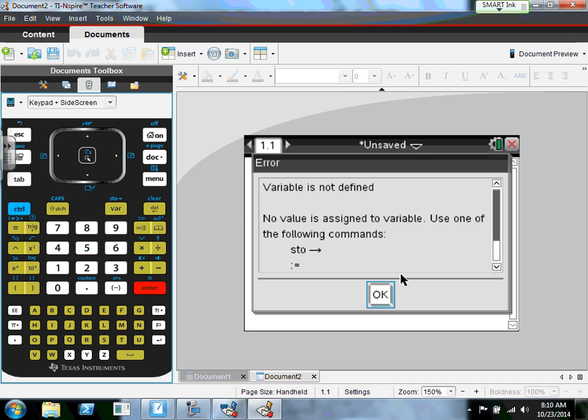Variable not defined. You paid $149 for a calculator that won't factor a quadratic trinomial for you. But you're allowed to use it on the ACT. But you're allowed to use it on the SAT. But you're allowed to use it on the PARCC test, maybe. Well, let's go to the Inspire CAS.